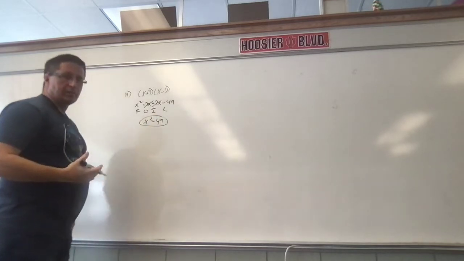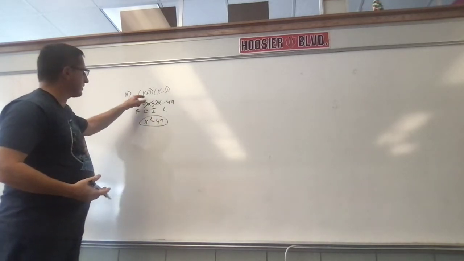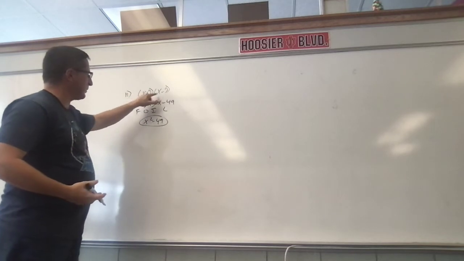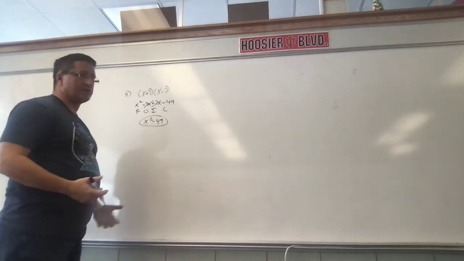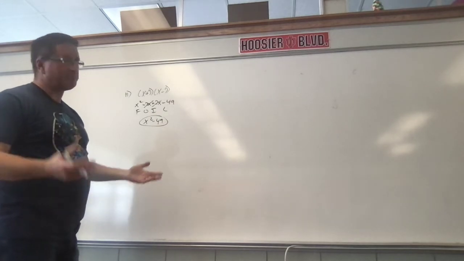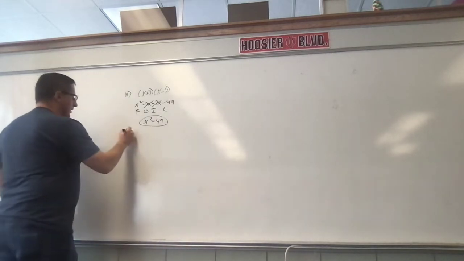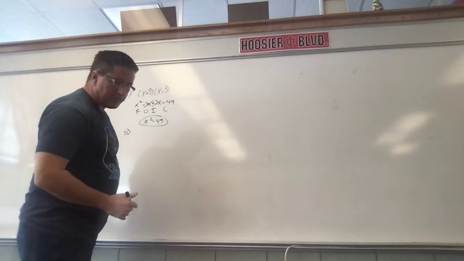The shortcut, which you don't have to use, is these are what are called conjugates, when they're exactly the same except one's plus, one's minus. You don't have to do your outers and inners because they're going to cancel. If you remember that, great. If not, just FOIL it out. Doesn't matter.